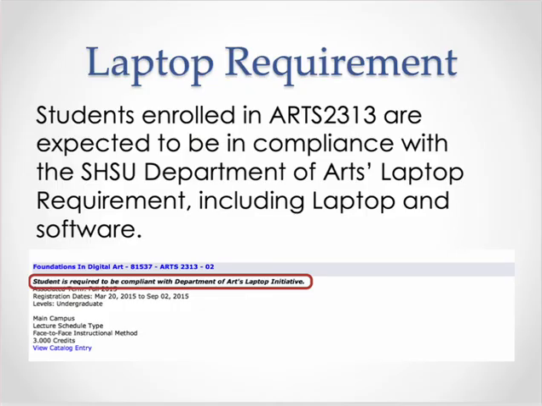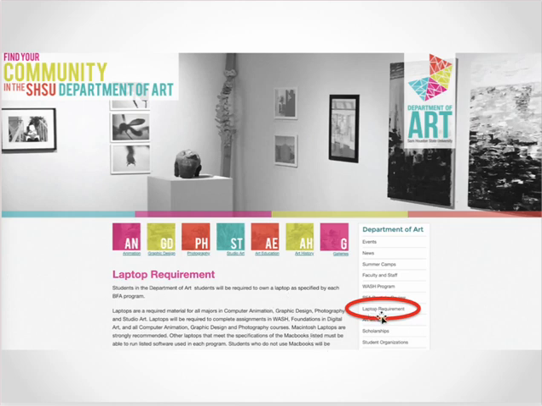Okay, so for this class, you've got to have a working computer. The art department has a laptop requirement, and you can find all of the information on the art department website. You should have something over here that says laptop requirement or laptop initiative or something. If you click on that, it's going to show you what kind of computer you should have depending on what your major is going to be. It'll give you the specs and everything that you need to know.